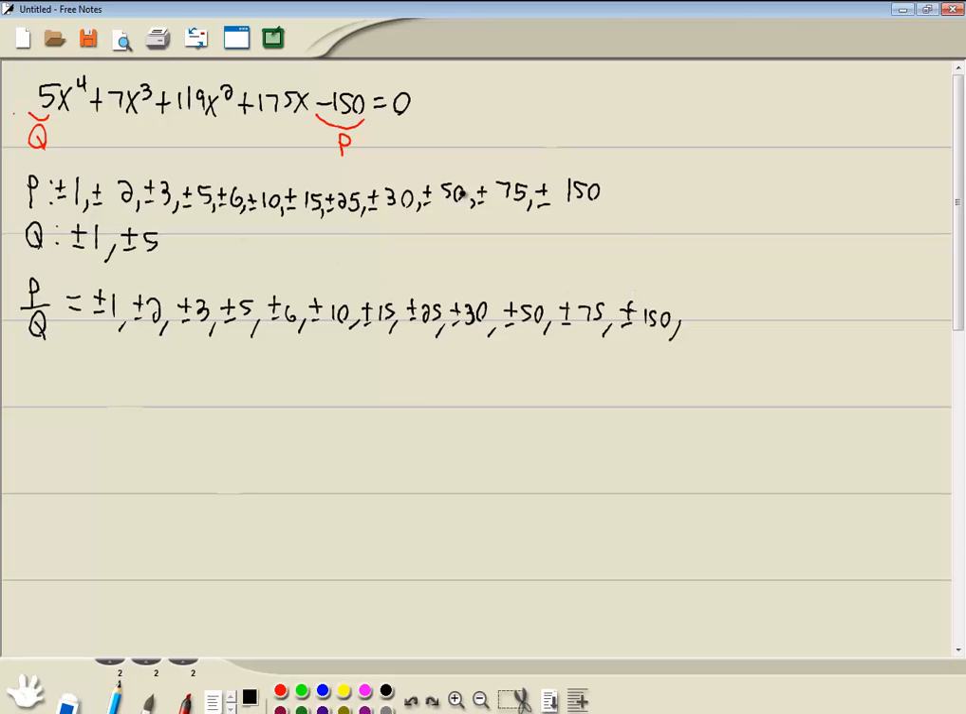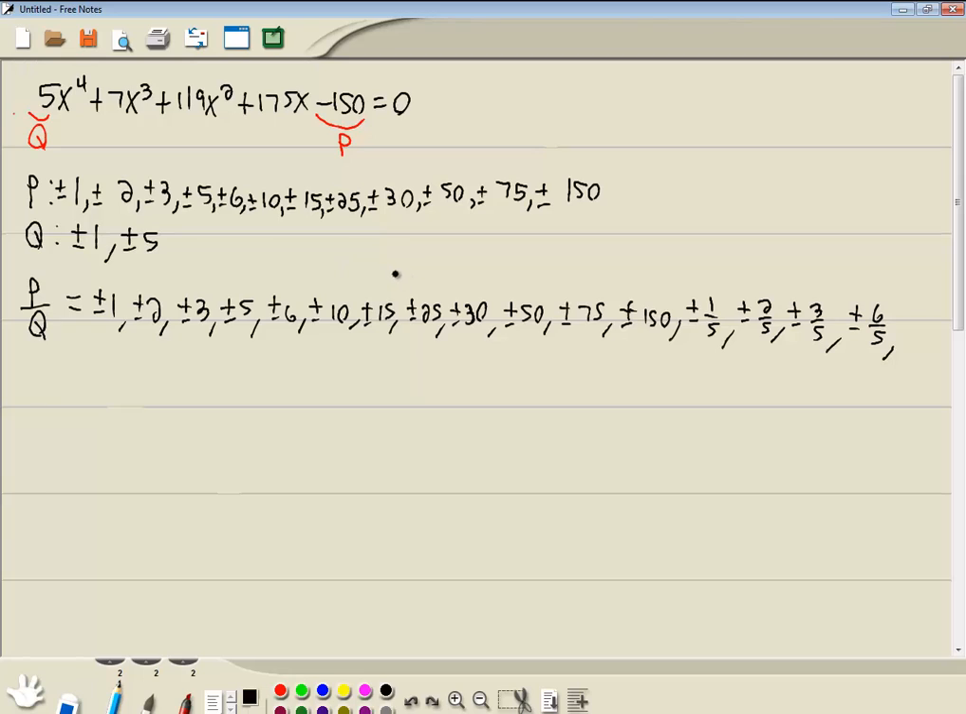Then I'll take each one of these values and put it over 5. So 1 over 5 is 1/5. And 2 over 5 is 2/5. 3 over 5, 3/5. 5 over 5 is 1, which I already wrote down. 6 over 5, 6/5.